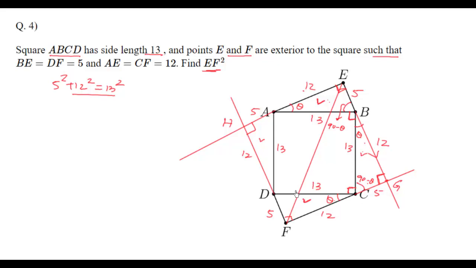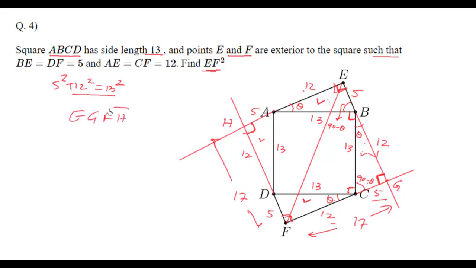So what we have done here is that this is 90, this is 90, this is 90, and this is 90, and all these sides, 12 plus 5, this is nothing but 17. All these sides are 17, as you can see, correct? So this forms a square.